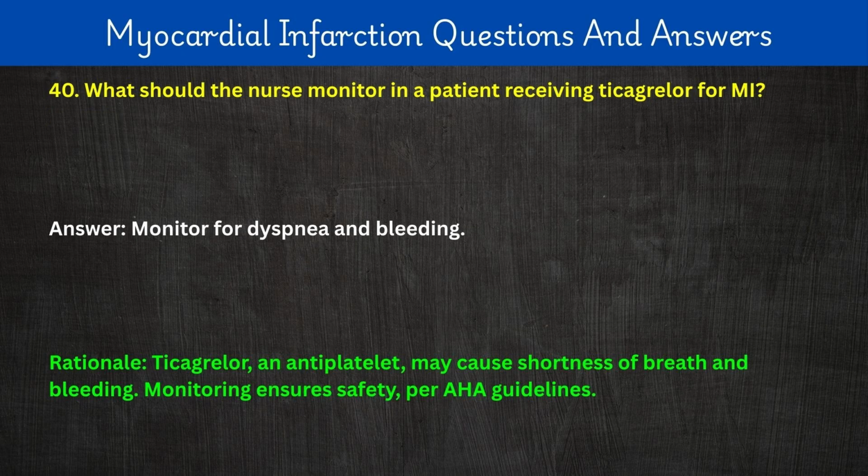40. What should the nurse monitor in a patient receiving ticagrelor for MI? Answer: monitor for dyspnea and bleeding. Rationale: ticagrelor, an antiplatelet, may cause shortness of breath and bleeding. Monitoring ensures safety, per AHA guidelines.